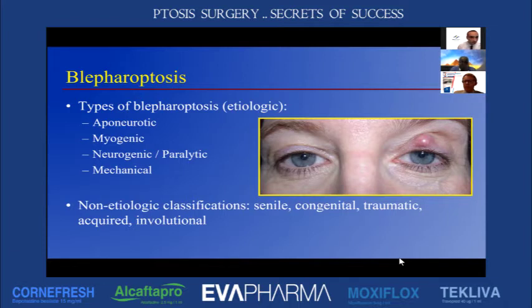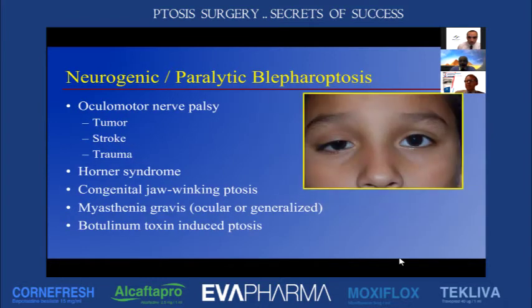You can see mechanical ptosis in this patient with a large chalazion pushing down on the eyelid. I'll start off with paralytic ptosis. There are several different causes. The most obvious is a third nerve palsy, which can be caused by tumor, stroke, or trauma. We can also classify Horner syndrome as paralytic ptosis.